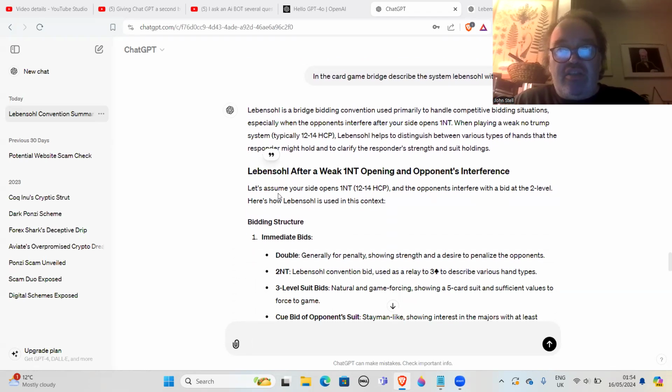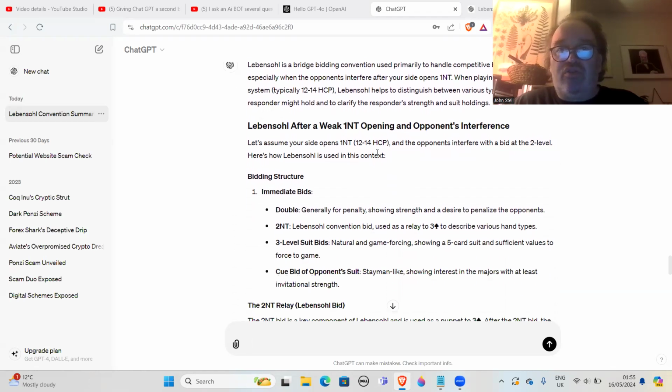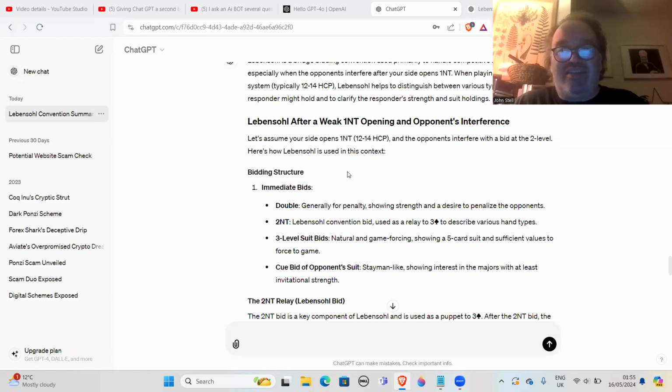Okay, let's assume your side opens one no trump and the opponents interfere with a bid at the 2 level. Here's how lebensohl is used in this context. All right, I like how it structures the words. It's very sort of natural. Let's assume your side opens.